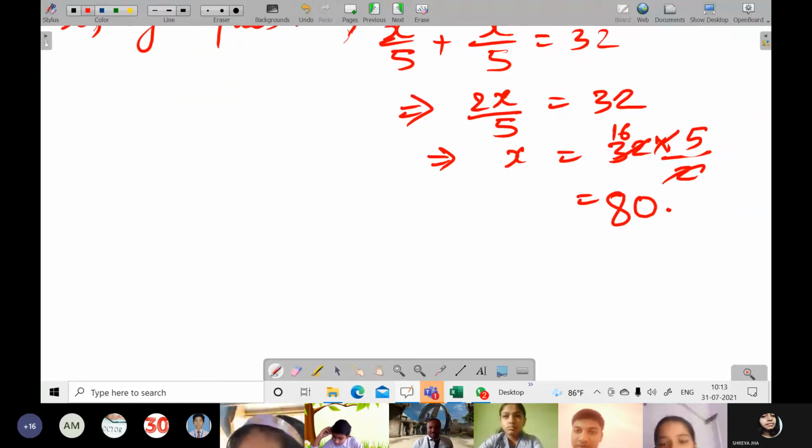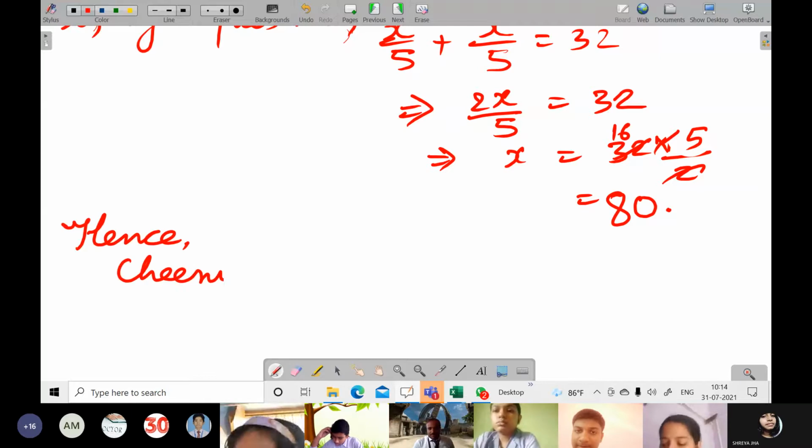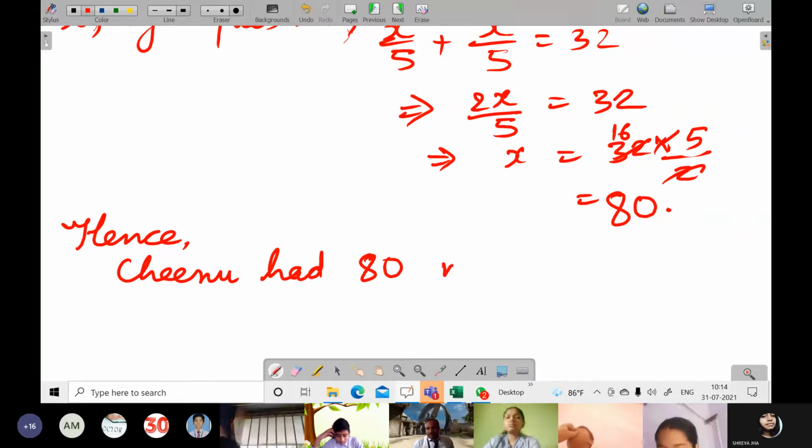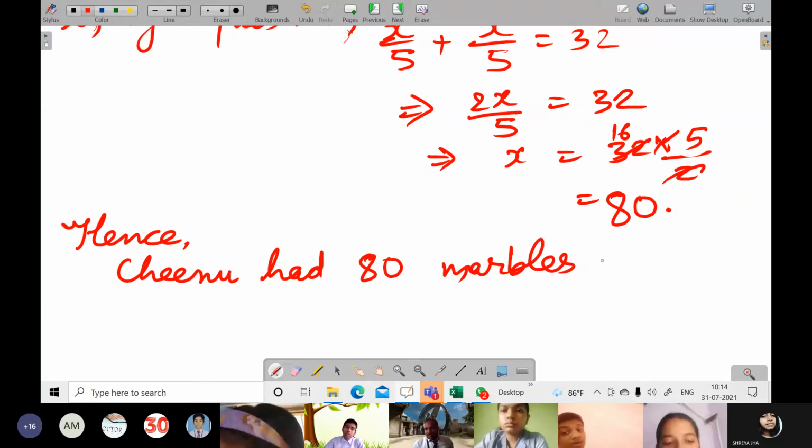Hence, Chinu had 80 marbles at the beginning. You can write hence Chinu had 80 marbles at the beginning.